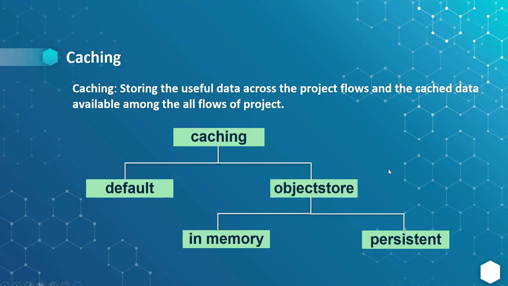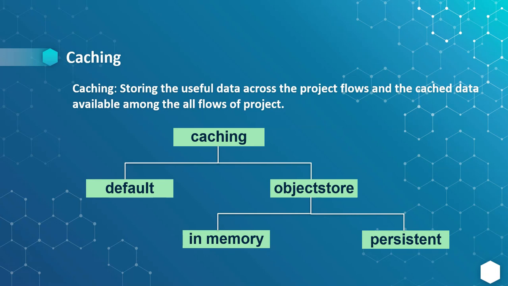Caching means storing useful data across the project flows, and the cached data is available among the flows of the project. In the last sessions we have seen and created variables. What is the scope of a variable? The data stored in a variable is accessible until the flow execution is completed. Whereas I want some static data or some lookup data over all the flows. Then how can we access the data over all the flows? Using a caching mechanism.